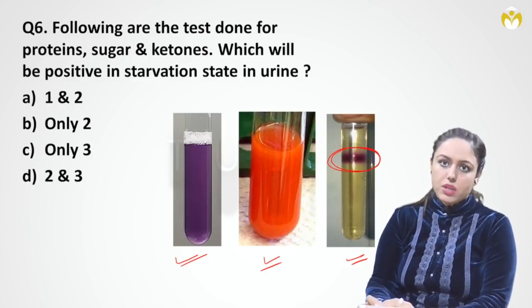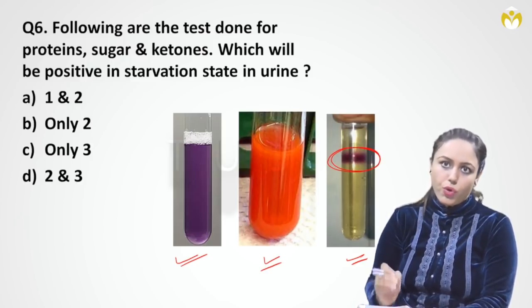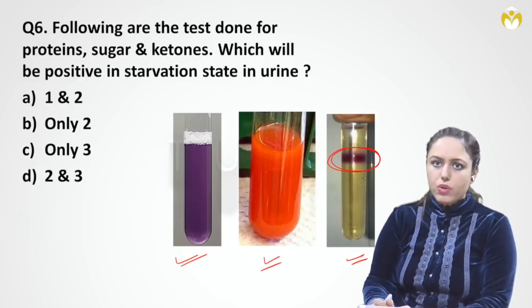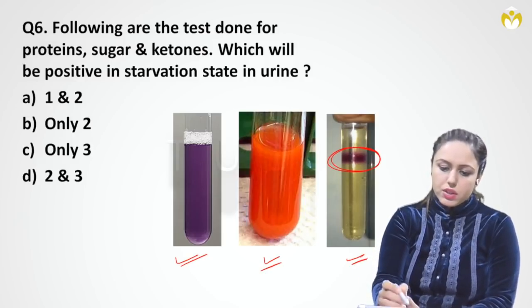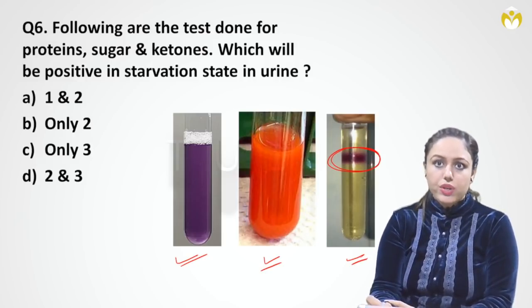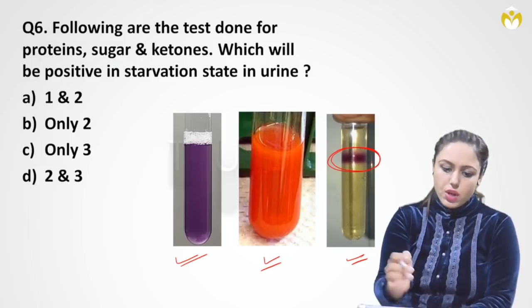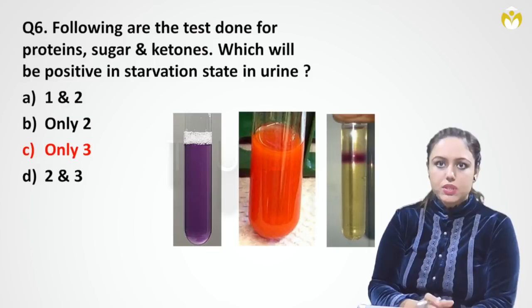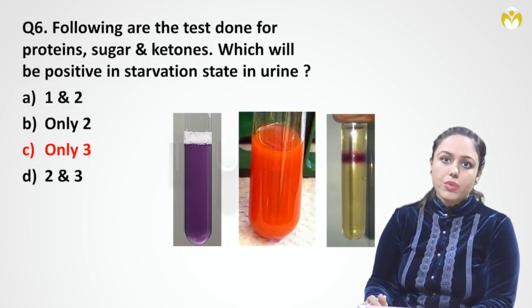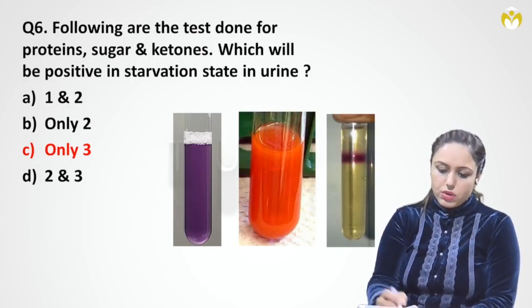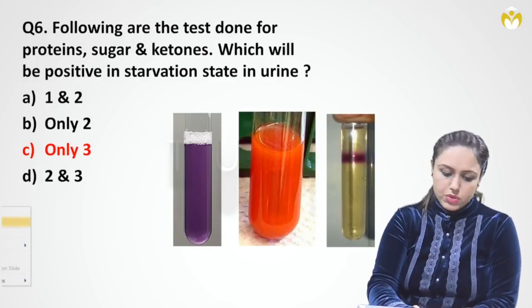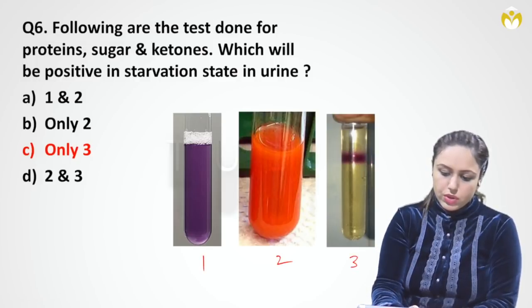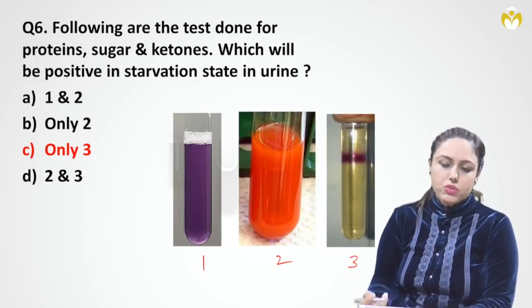It is Rothera's test. A purple colored ring is formed at the top. This is very typical of Rothera's test. And this patient will have ketone bodies in the urine in starvation. So the answer will be only 3. Option C, only 3, in the third test tube, right? Here the numbers are also written 1, 2 and 3. Then you can mark 3 here, right?